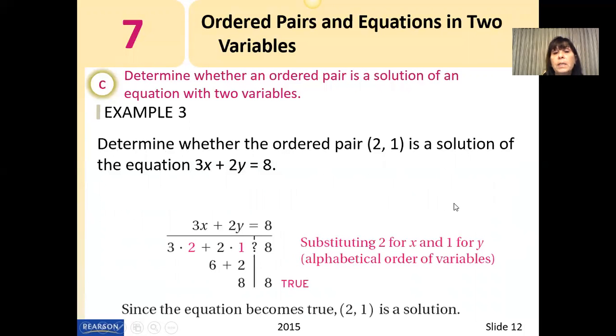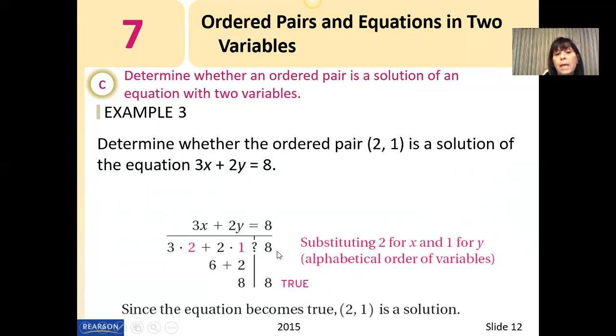The last thing we'll look at today is how to determine whether a point is a solution of an equation. If we have the graph, we could check that. But if we don't have the graph, we can simply take the ordered pair that we're given and substitute the values into the proper variables. So if I have the ordered pair (2, 1), 2 will be the x-coordinate, 1 will be the y-coordinate. So I will take my equation, replace the x with a 2, and replace the y with a 1. I will work out the left side of that and see if it comes out to equal the right side.